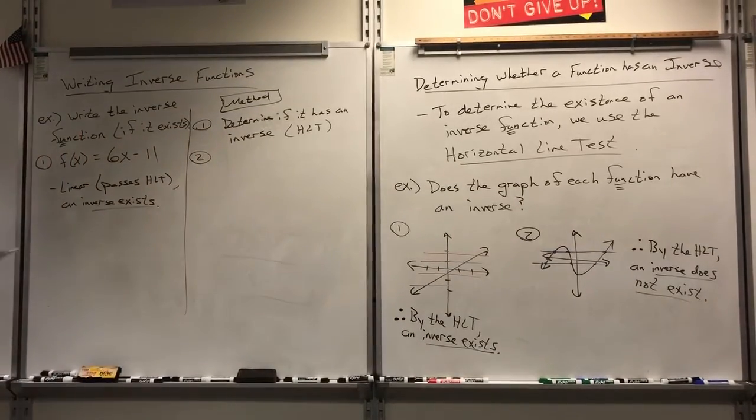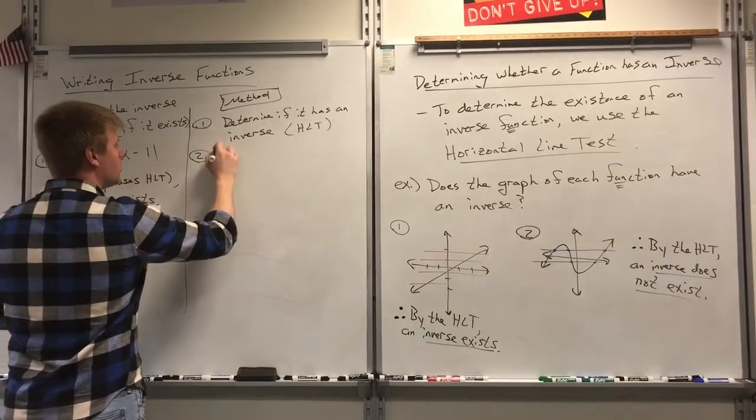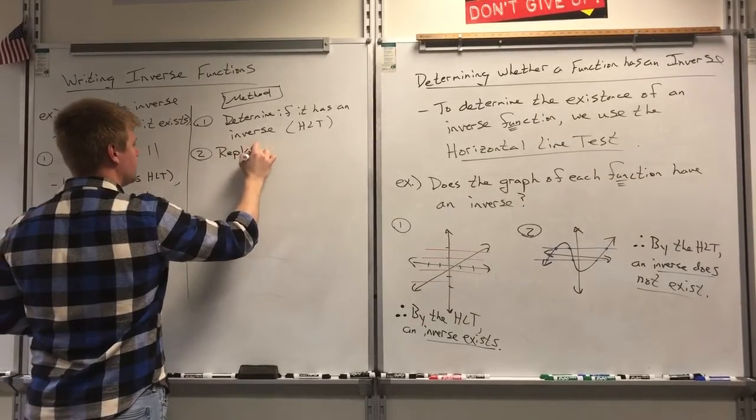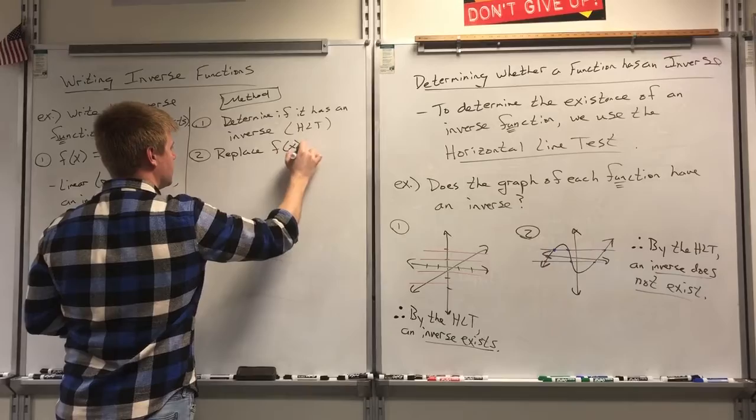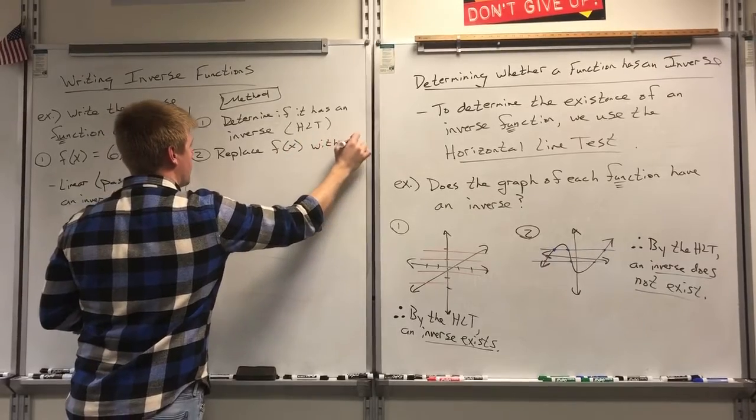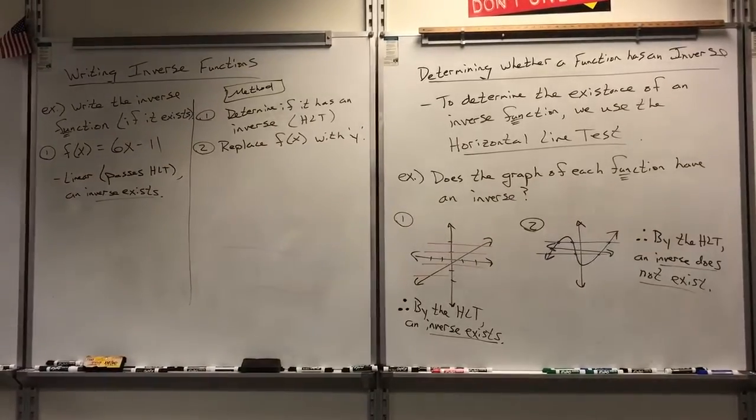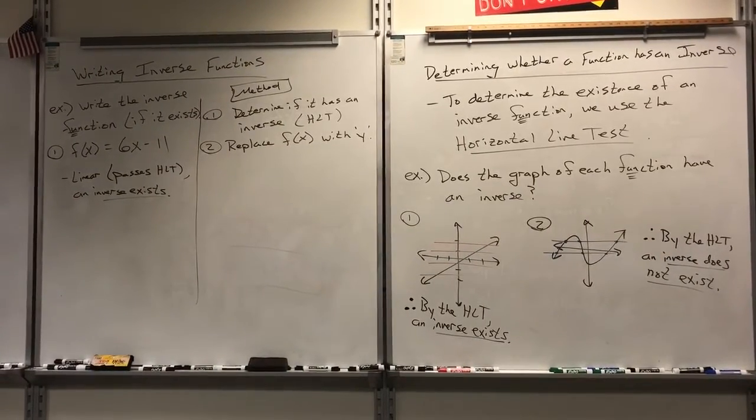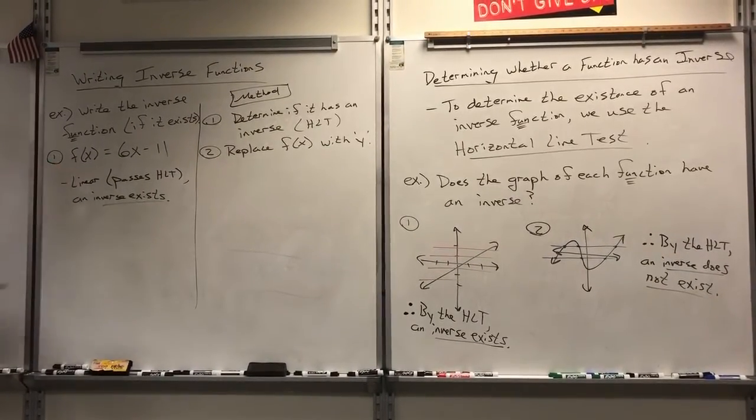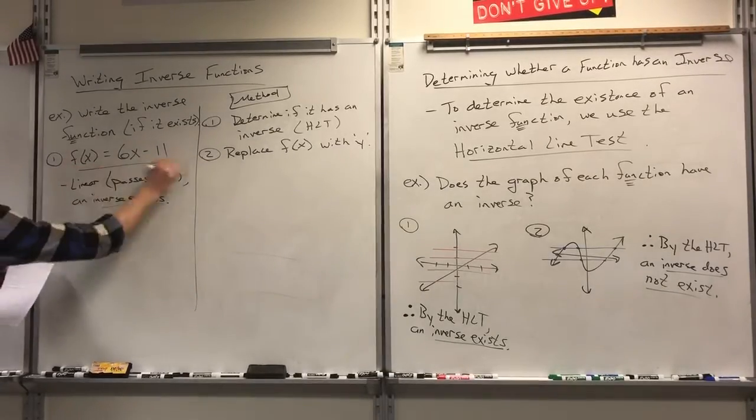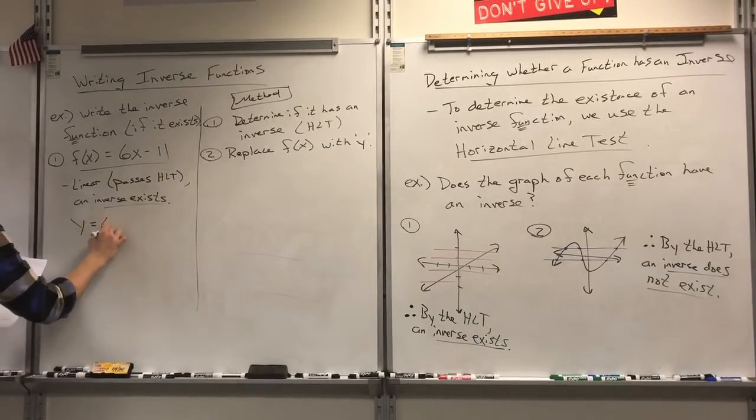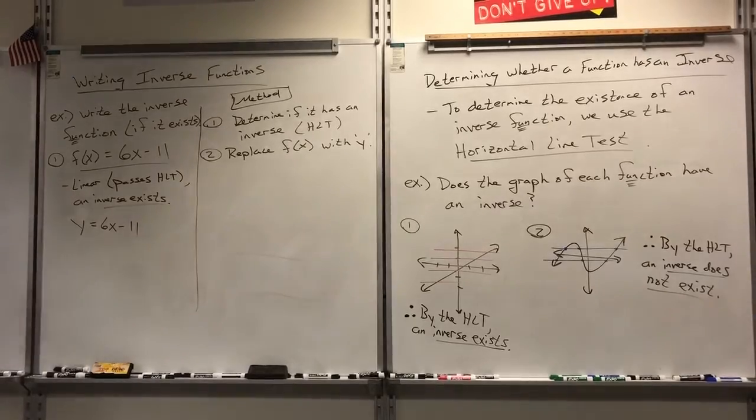Step 2, here's what we do. Replace f of x with y. You'll see where that makes it a little easier to work with here. So I'm going to replace f of x with y, and I'm going to recopy my original. y is equal to 6x minus 11.